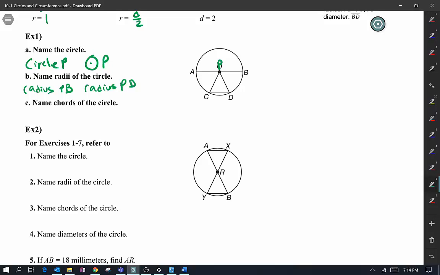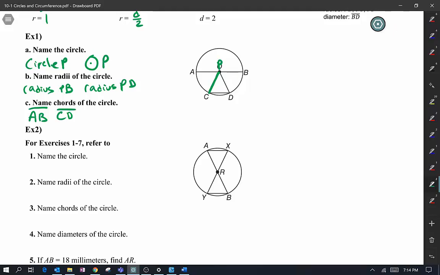Name chords of the circle. Now chords are line segments, not lines. So let's name some chords here. If you look at this shape, there's really only two chords here. This is a chord, this one right here, and that one's a chord. This one right here that I'm about to draw is not a chord, because a chord has to go all the way touching two sides of the circle. So we have chord AB, and notice it's a line segment, not a line. Chord AB, and we also have chord CD.